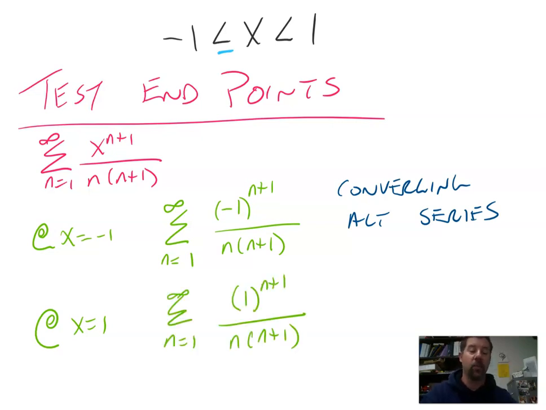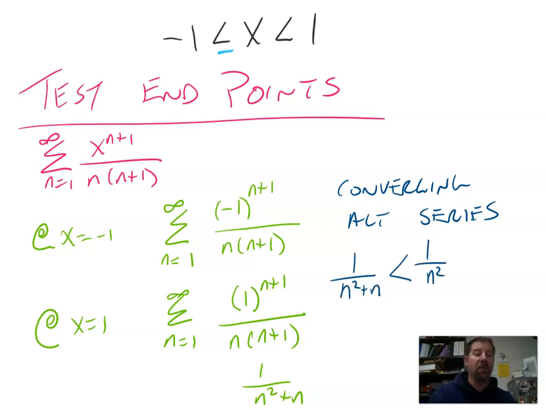All right, so this is going to give us 1 to the n plus 1 over n times n plus 1. And 1 to the n plus 1 is still just going to be 1 over n times n plus 1. Or this would be like 1 over n squared plus n, which if you compare that, use direct comparison to compare it to a p-series, 1 over n squared. 1 over n squared plus n is always going to be smaller than 1 over n squared, since it's got that extra bit that makes it bigger on the bottom.